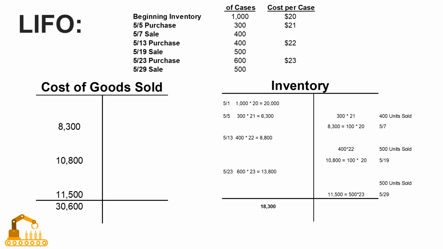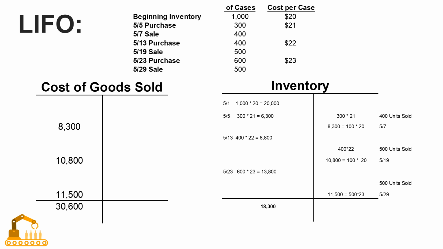The next part of this example is to use the same information, but instead of a FIFO assumption, we'll assume that the flow of inventory is LIFO. And you can pick any method that you want as long as you use it consistently. In my approach to this problem, I'm going to set up the same general ledger T accounts for inventory and cost of goods sold, to keep track of them.